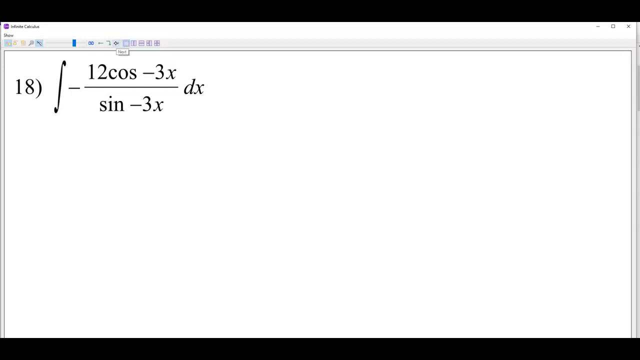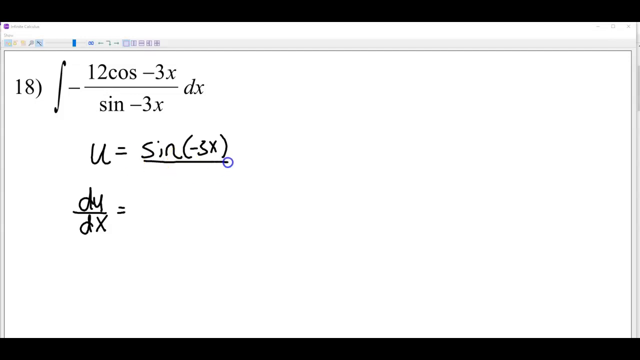Number 18 is another ln problem. I'm going to let u be equal to the denominator. Now, when you take the derivative of this, just like the one we did in class recently, we do the derivative of the outside, which is cosine. And then you multiply that by the derivative of the inside. And then we get the dx by itself, which would look like this.